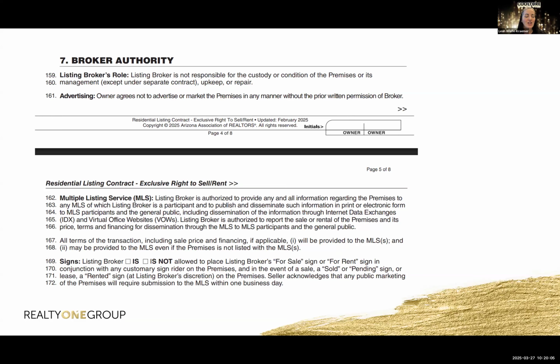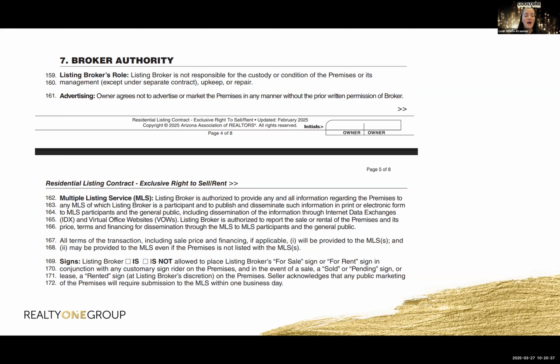All terms of the transaction, including sale price and financing, if applicable, will be provided to the MLS and may be provided to the MLS even if the premises is not listed with the MLS. So for those of you who maybe have an inside deal, where you were able to put a buyer and seller together in advance, but you want the information available to other MLS subscribers, whether it's for comp purposes or for production purposes, this is indicating that it may still go into the MLS. So the sellers would have to tell you no if that's what they don't want.